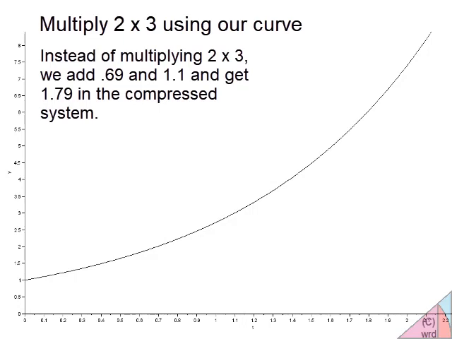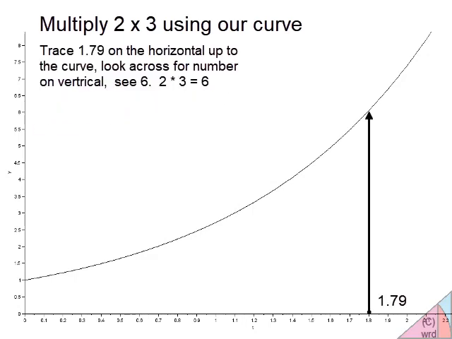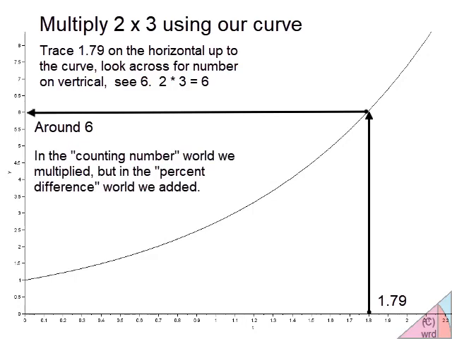Instead of multiplying 2 by 3, we add 0.69 and 1.1. We find our sum of 1.79 on the horizontal scale. From 1.79 we trace back up to the curve and across to see around 6 on the vertical scale. In the counting number world we multiplied, but in the percent difference world we added.